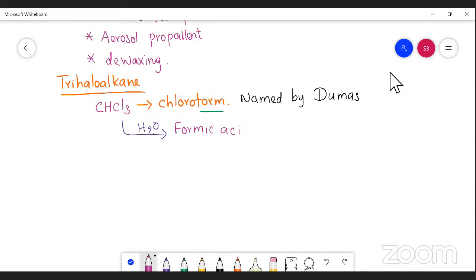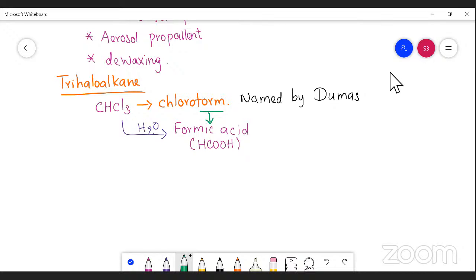On hydrolysis it forms formic acid, HCOOH, which contains only one carbon. It is the first member of the acids. So here the form represents formic acid and chloro represents chlorine, so it is called chloroform.